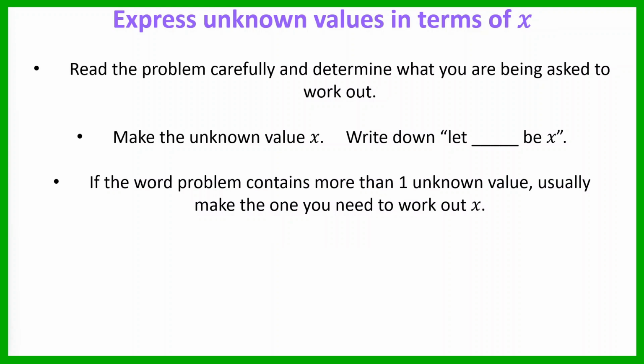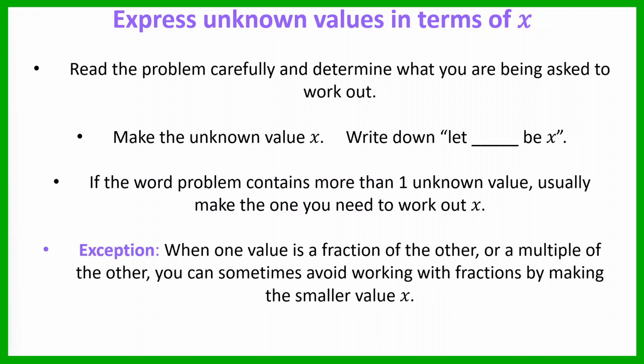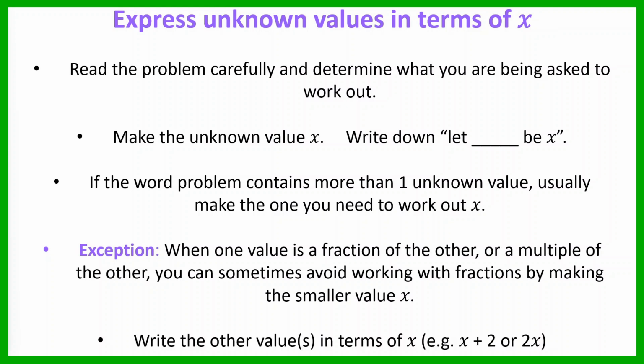Then, if the word problem contains more than one unknown value, you usually make the one that you need to work out x. There are exceptions though. One exception is when one value is a fraction of the other or a multiple of the other. You can sometimes avoid working with fractions by making the smaller value x. You can't always avoid it, but you often can. Then you also need to write any other unknown values in terms of x as well. For example, things like x plus 2 or 2x, however the other value is related to whatever you made x.